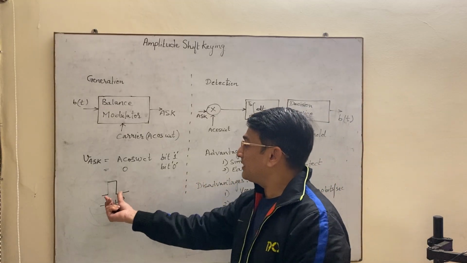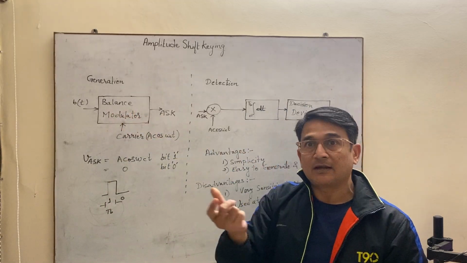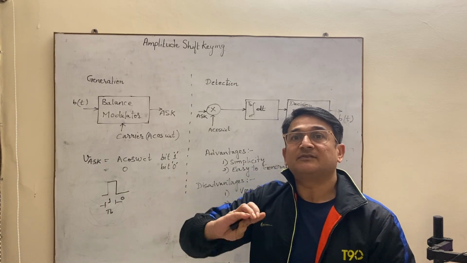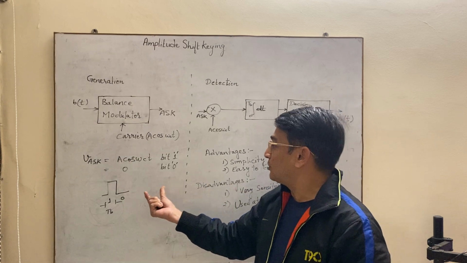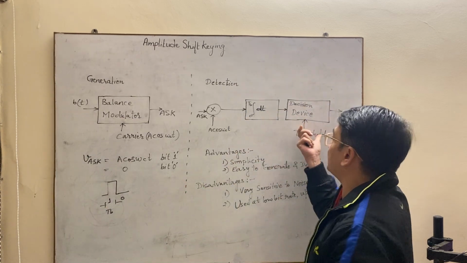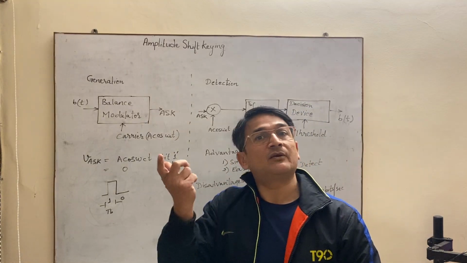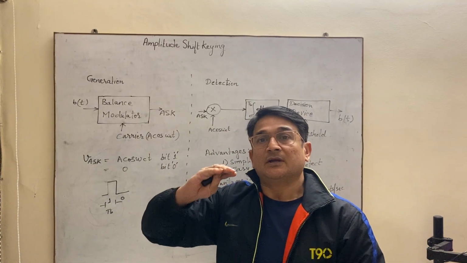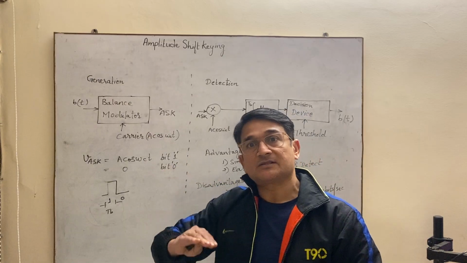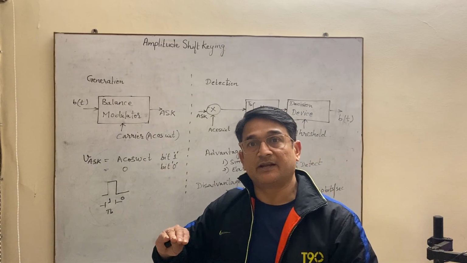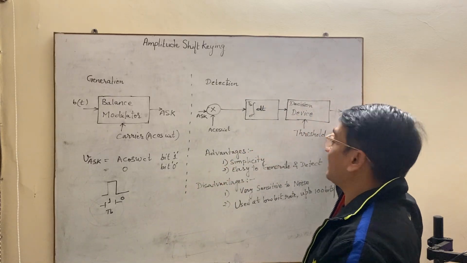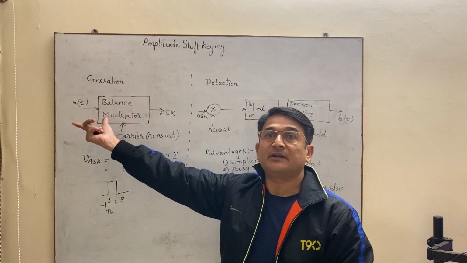Because what happens when you transmit some signal through a channel, some noise will be added to this signal. This noise can be additive, this noise can be subtractive. So in both cases the signal can be distorted. So this decision device will have a threshold value, let's say 3 volts. If the signal is above 3 volts, it will consider it as bit 1, and if it is below 3 volts, it will consider it as bit 0. Okay, so this way you will get the bit sequence which you have transmitted from the transmitter.